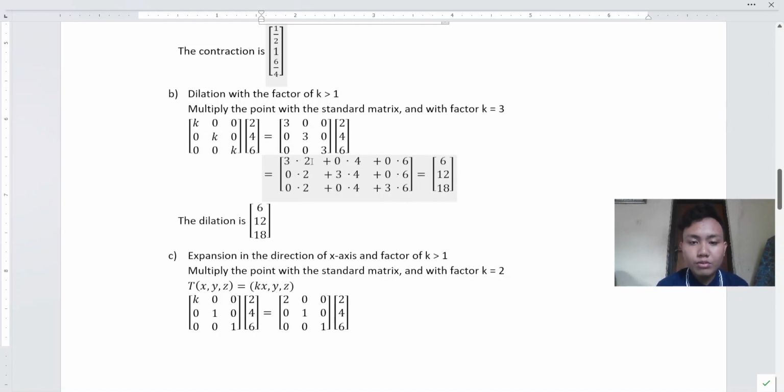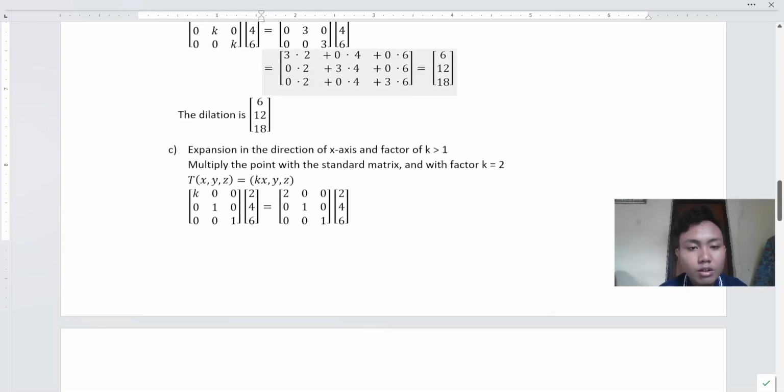So 3 times 2, it is equal to 6, and because the other one is equal to 0, you can just ignore that. So we get the 6 for the x, then 3 times 4 is 12, and then 3 times 6, it is 18. Because the other one is 0, here's the answer for the dilation.